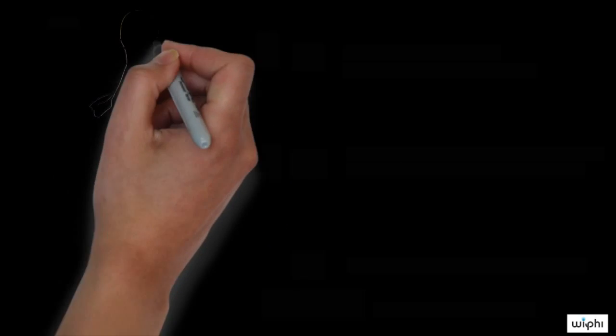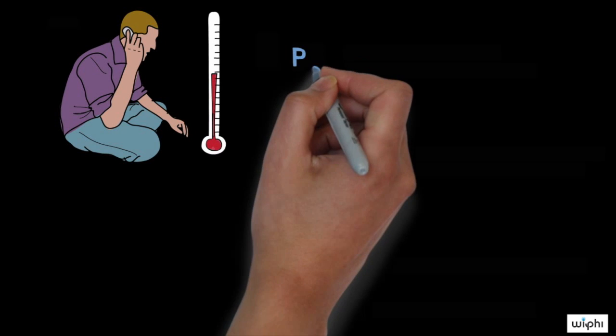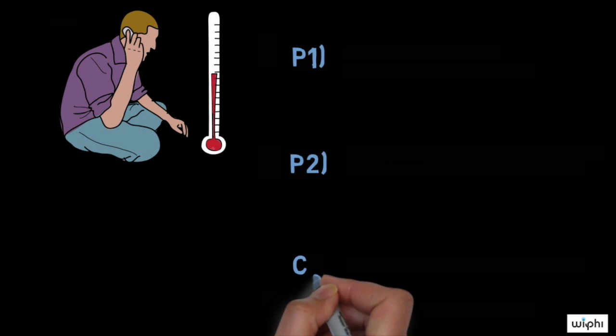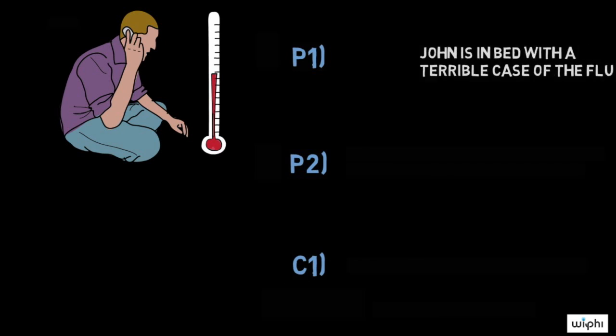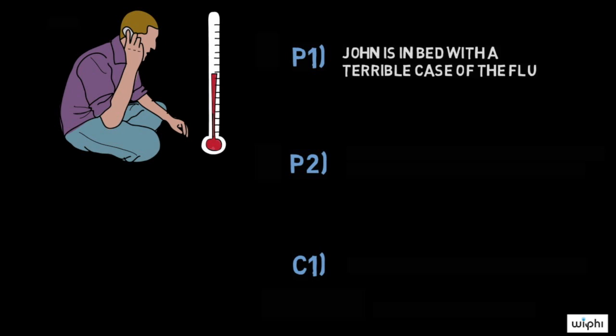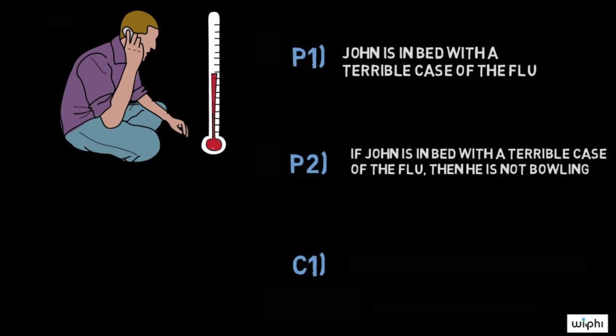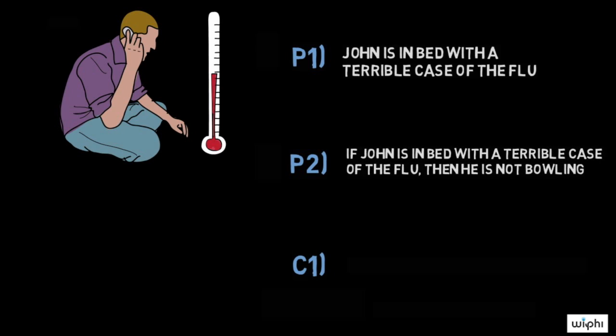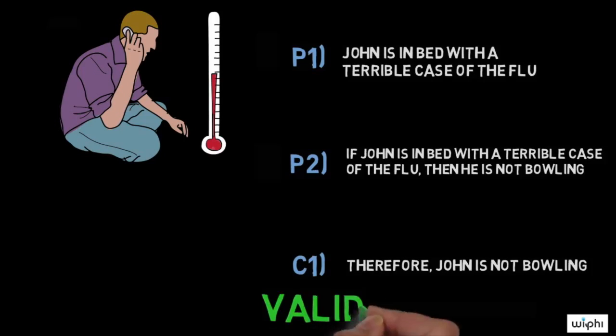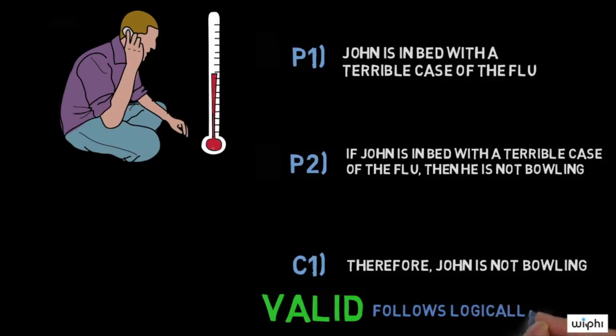Consider the following example. Say that John calls his boss at work one day and tells her that he is in bed with a terrible case of the flu. His boss, it seems, could use that information to construct the following argument. Premise 1. John is in bed with a terrible case of the flu. Premise 2. If John is in bed with a terrible case of the flu, then he is not bowling. Conclusion. Therefore, John is not bowling. This argument is valid. Its conclusion follows logically from its premises.